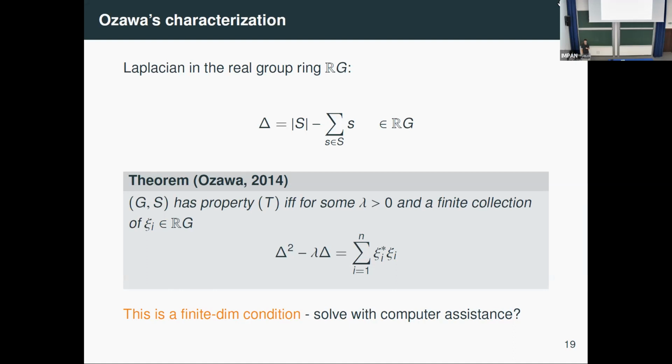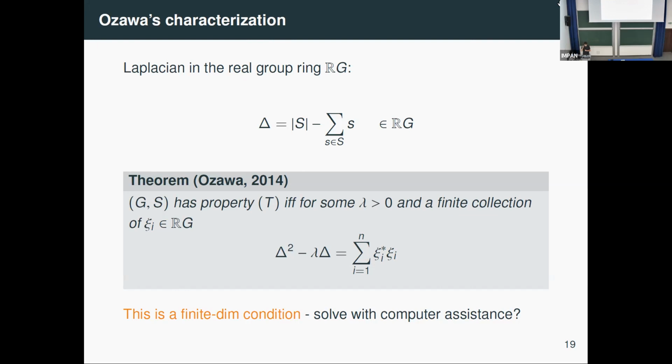Okay, so this was very surprising because it says that property T can be verified in finitely many dimensions. So in principle, this property that has so many applications and can tell you about vanishing of cohomology or rigidity properties for group actions, for group algebras, it turns out that all you need to check this property actually happens on a finite subset of the group. Okay, so this was quite surprising.